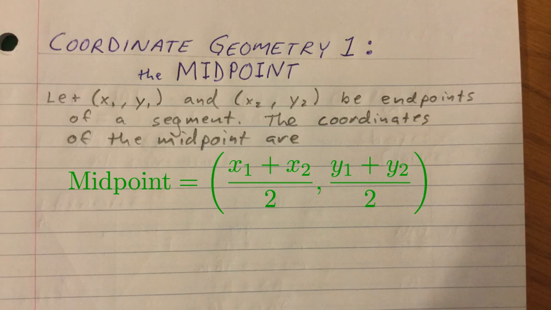So, if we have two endpoints, let's call them (x1, y1) and (x2, y2), the coordinates of the midpoint are (x1 + x2) divided by 2, (y1 + y2) divided by 2.